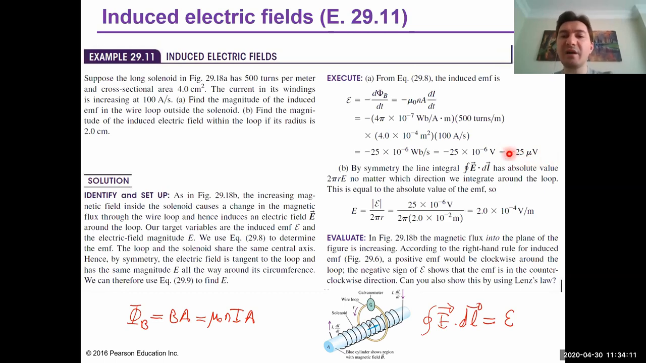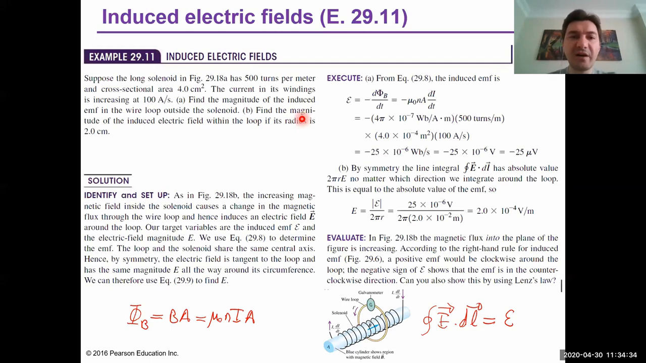So what is this minus? Minus shows the direction of the EMF. We discussed this during the last lecture, how to calculate the direction of the EMF by using that rule, and how to calculate the direction of the current by using Lenz's law. We have discussed all these things during the last lecture.